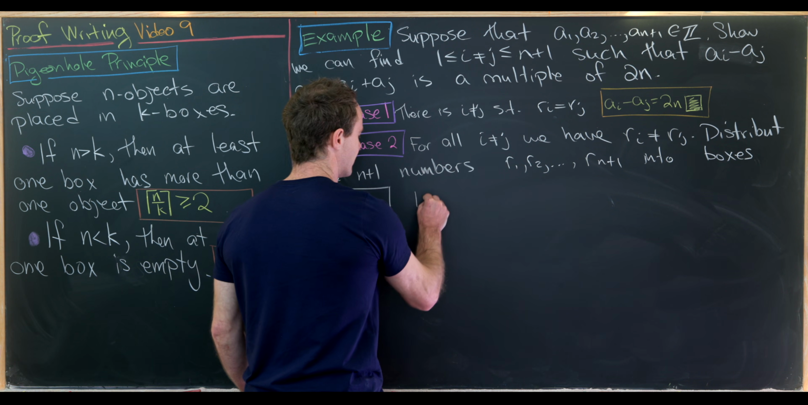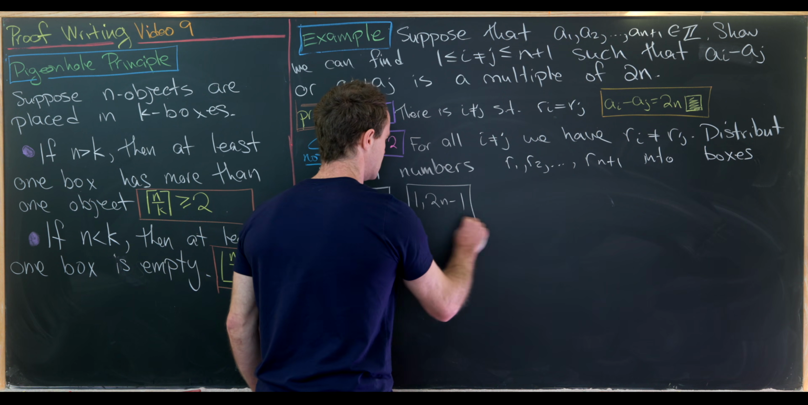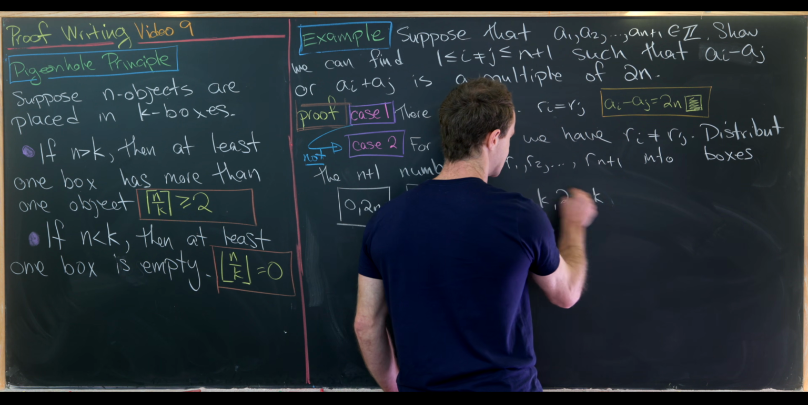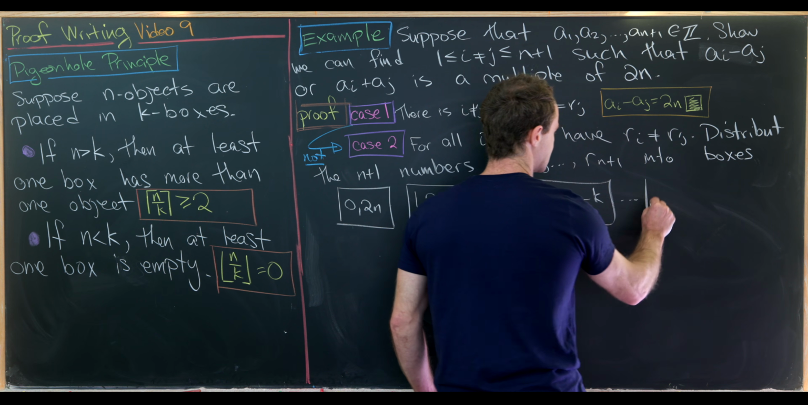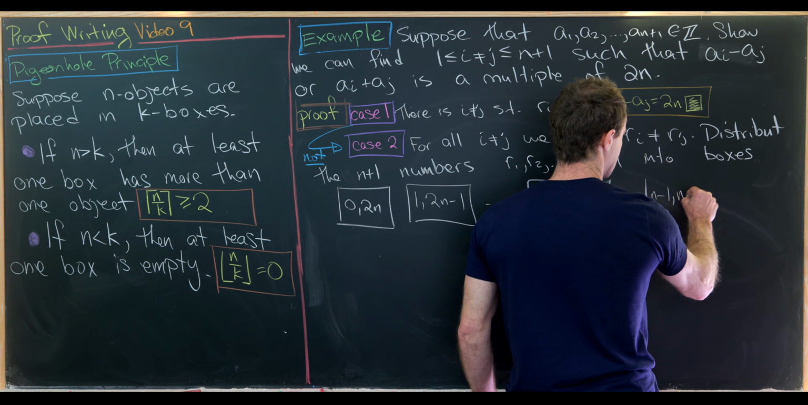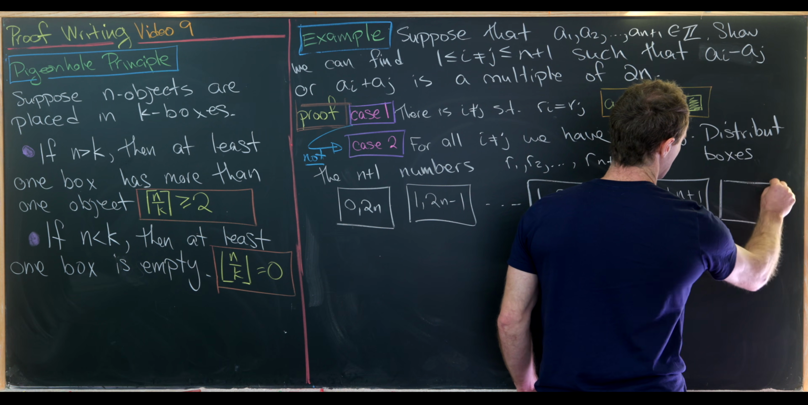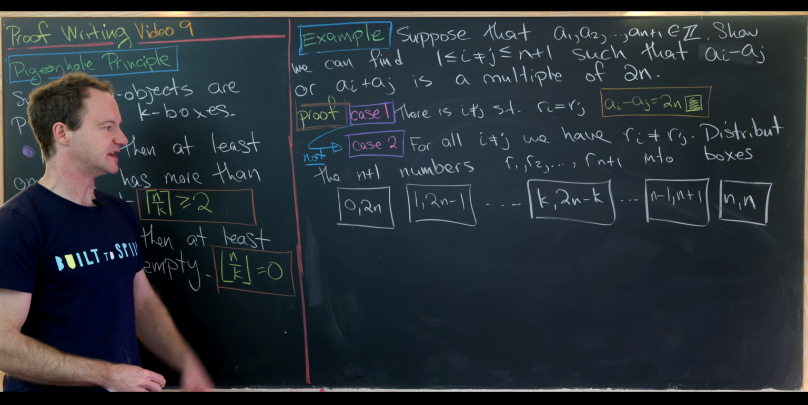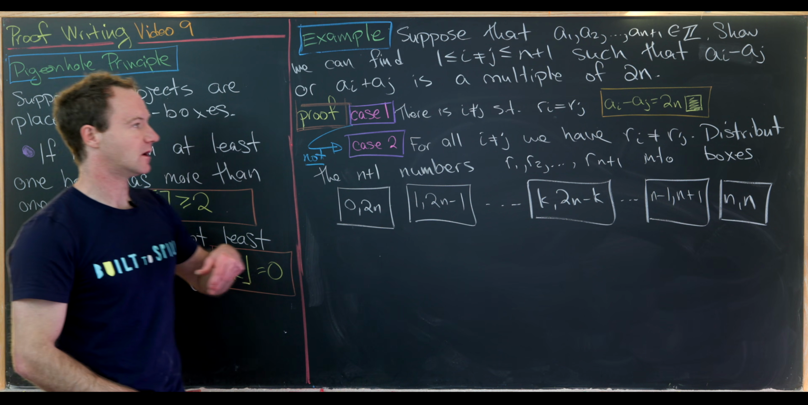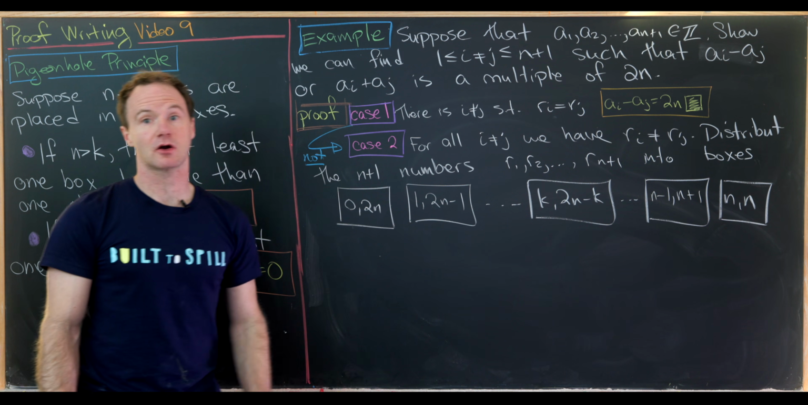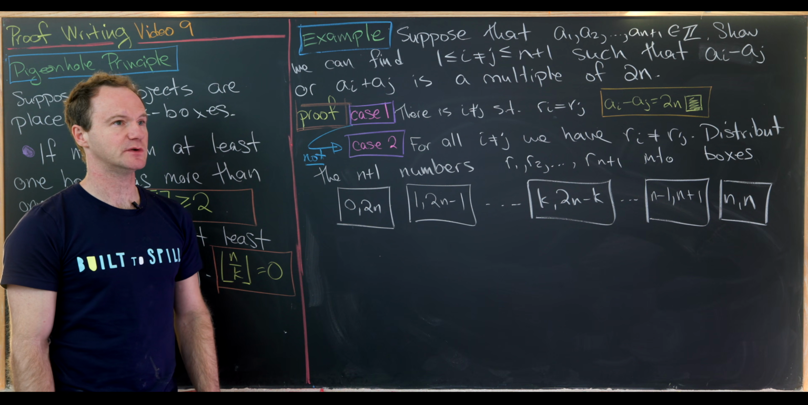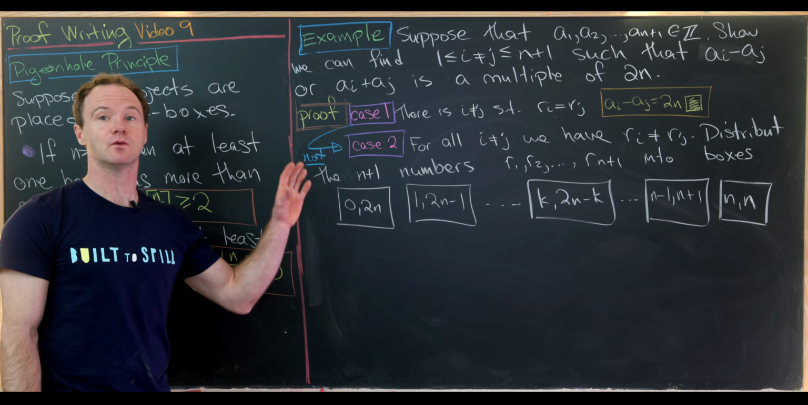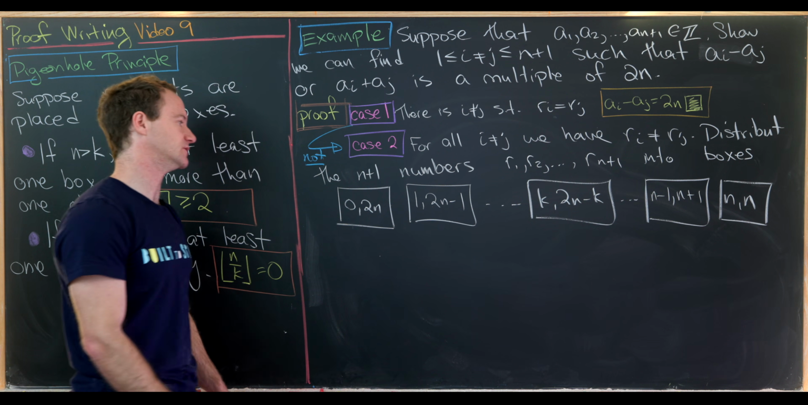And then next we would have 1 and 2n minus 1. And then I'm going to put a general one in here, k and 2n minus k. And then the next to last one would be n minus 1 and n plus 1. And then the final one would be n and n. But there's something that's a little bit fishy with these boxes. First of all, since these r_i's are remainders after dividing by 2n, we know they must be strictly less than 2n. They're between 0 and 2n. We can include 0, but we cannot include 2n.